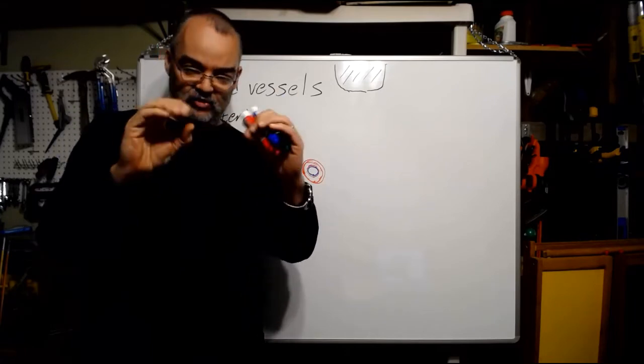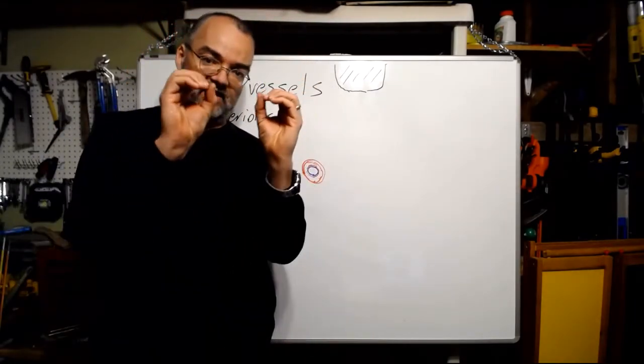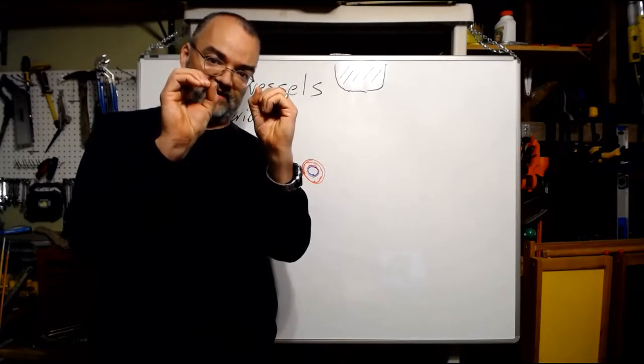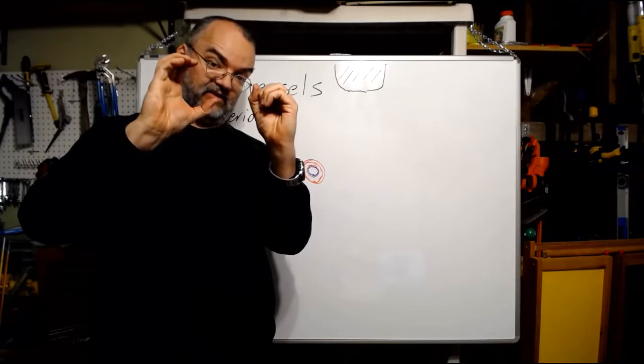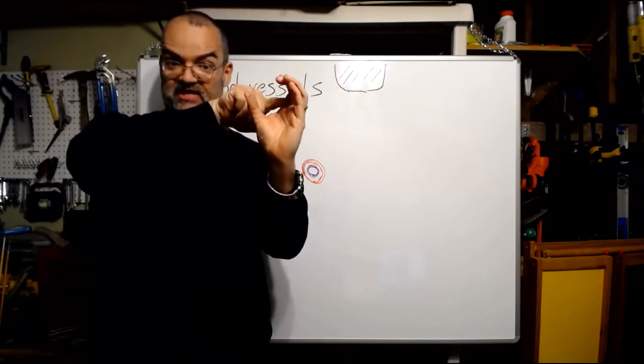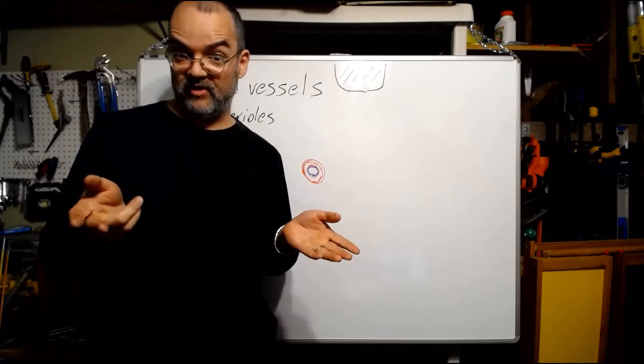So if you've got two arterioles, and this arteriole constricts and this one dilates, the blood is going to tend to go to the dilated one. And then if we switched it, the blood's going to tend to go that way. So these are almost like valves controlling which way blood is going to go.